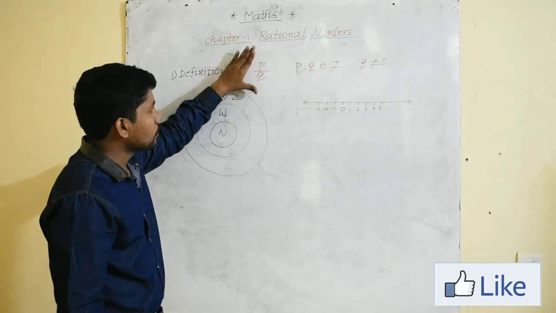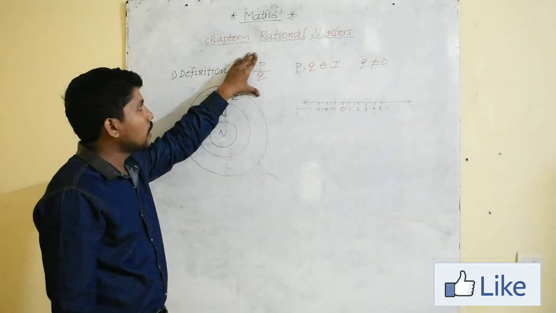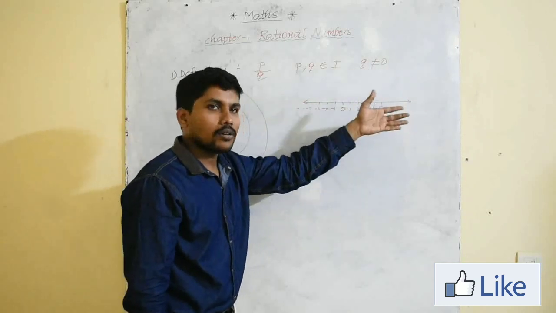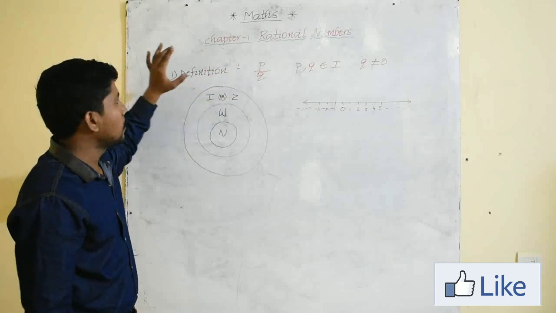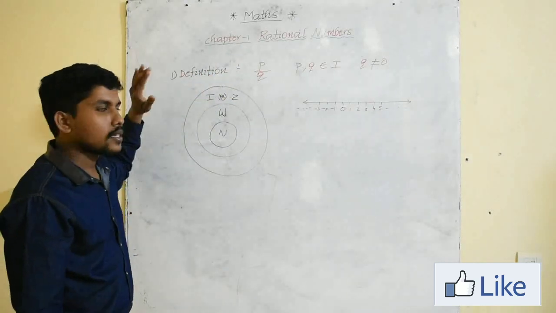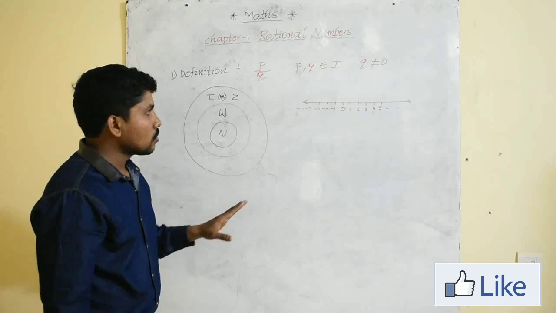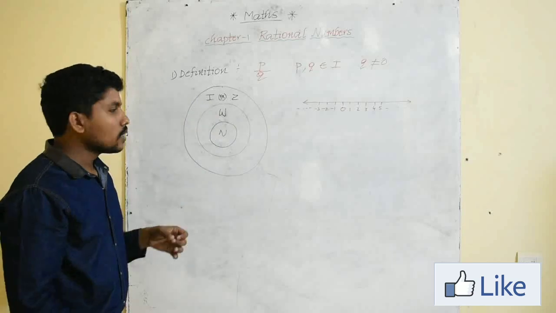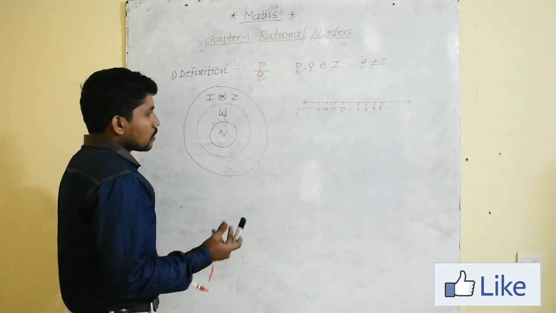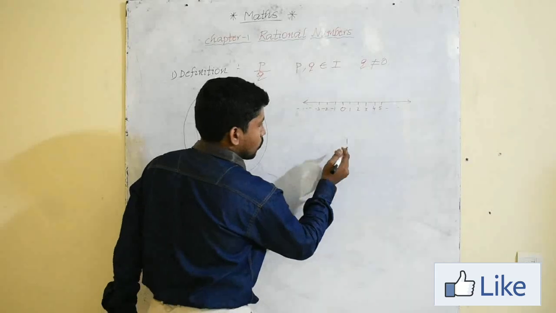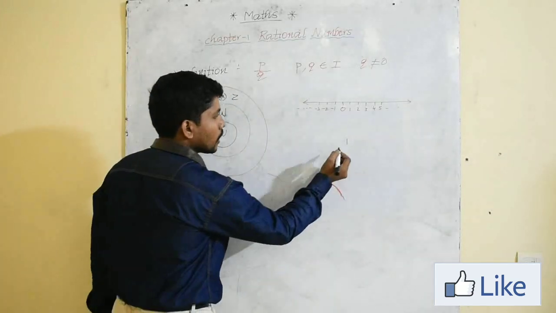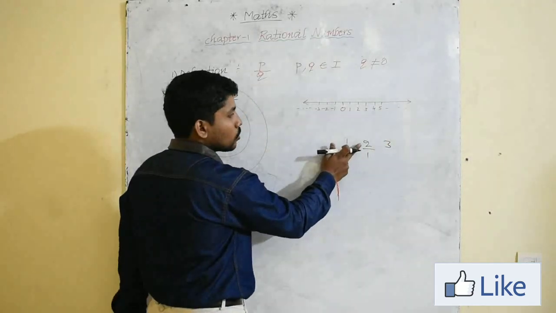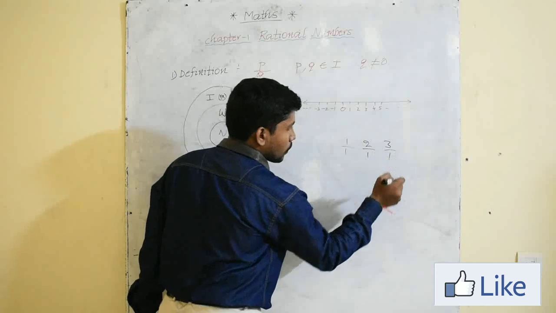So the numbers which can be expressed in the form of p by q, where p and q should be integers, but q should not be equal to 0, those kinds of numbers are called rational numbers. That is the definition for rational numbers. While we have discussed natural numbers, whole numbers and integers, if you observe clearly, the natural numbers 1, 2, 3 can all be expressed in the form of p by q. 1 can be written as 1 by 1, 2 can be written as 2 by 1, 3 can be written as 3 by 1.